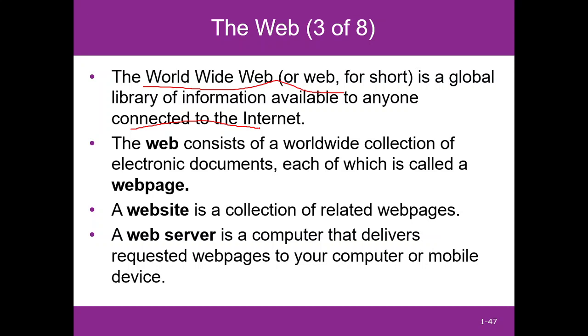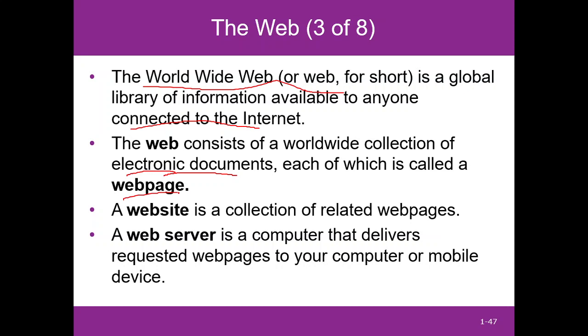So similarly, the web has millions and billions of these websites. Each website is basically a collection of related web pages, and web pages are electronic documents. Those electronic documents can carry information about something. So the web is a worldwide collection of electronic documents or web pages, each of which is called a web page.